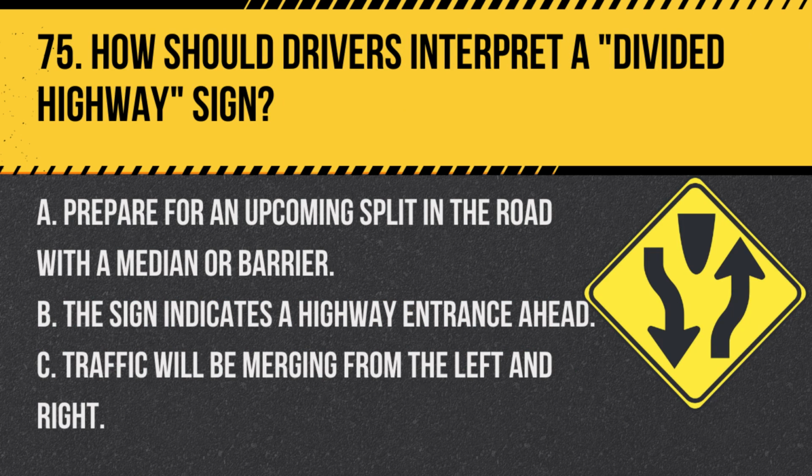Question 75. How should drivers interpret a divided highway sign? A. Prepare for an upcoming split in the road with a median or barrier. B. The sign indicates a highway entrance ahead. C. Traffic will be merging from the left and right.